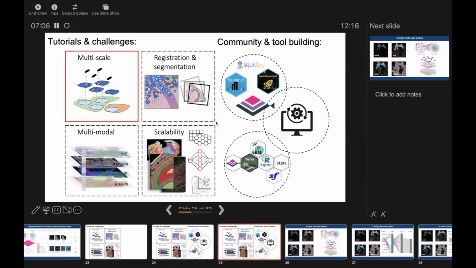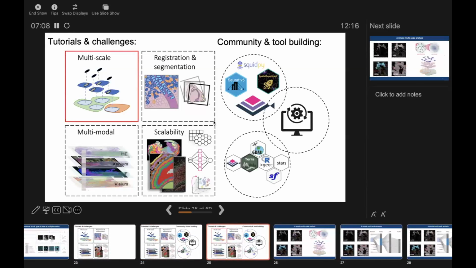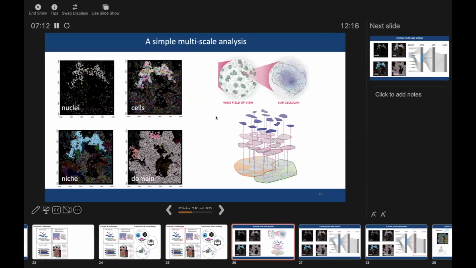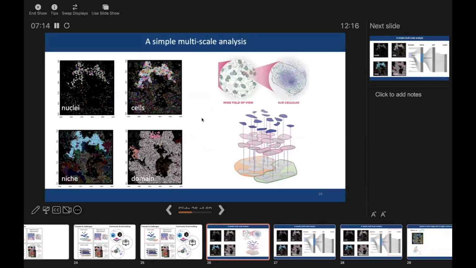So I'm going to start with a very simple multi-scale idea and what we can do using our spatial unit concept. This is a MERFISH data set from a breast cancer data set, for which we have information about the nuclei. That would be one spatial unit, but we also have that for the cells. So what we need to do for MERFISH is assign these individual transcripts to a nucleus or to a cell. But we can also identify larger structures, right?